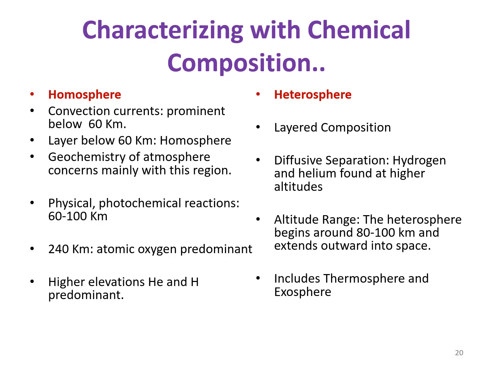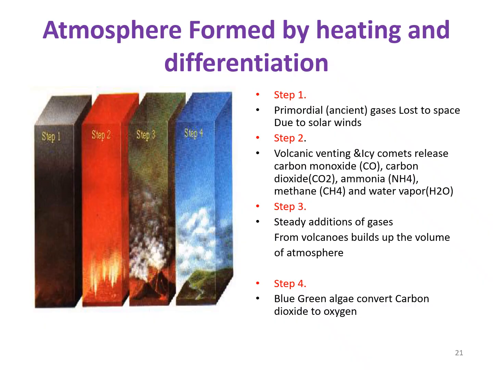The atmosphere formed by heating and differentiation, and it includes the thermosphere and exosphere. The atmosphere formed by heating and differentiation includes 4 different steps. The early Earth's atmosphere formed through a process of heating and differentiation, where volcanic outgassing released trapped gases from the planet's interior, and subsequent heating and cooling cycles influenced the atmospheric composition. This initial atmosphere was very different from today's, primarily composed of water vapor, carbon dioxide, sulfurous gases, and nitrogen.